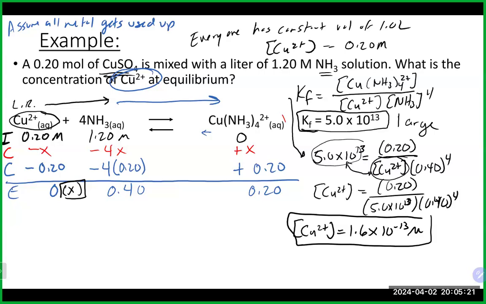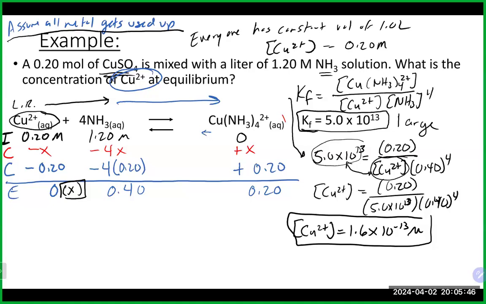Is that a large number or a small number? That's like a super small number, which basically means that our first assumption is correct. Pretty much all of that copper is in the complex ion. There's just like a smidge. If you go out like 13 zeros or 12 zeros there, you'll find something, but not very much of it. It's pretty much all in there. So those are the two assumptions that we make in these type of problems.